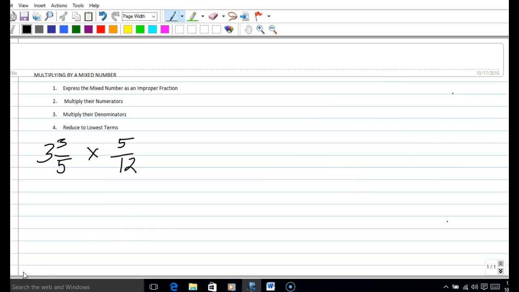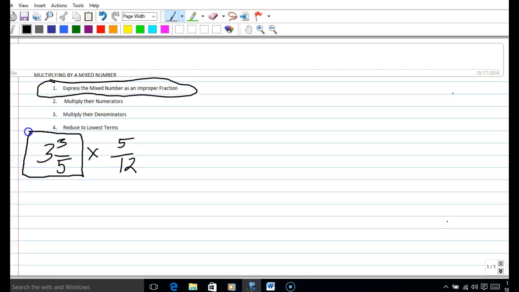Now here we are looking at multiplying a mixed number by a proper or improper fraction. Now this is a very important concept, particularly step 1. Anytime you're multiplying or dividing, as we'll see later on, and you encounter a mixed number, you need to change that mixed number to an improper fraction. That's the first thing that you need to do.